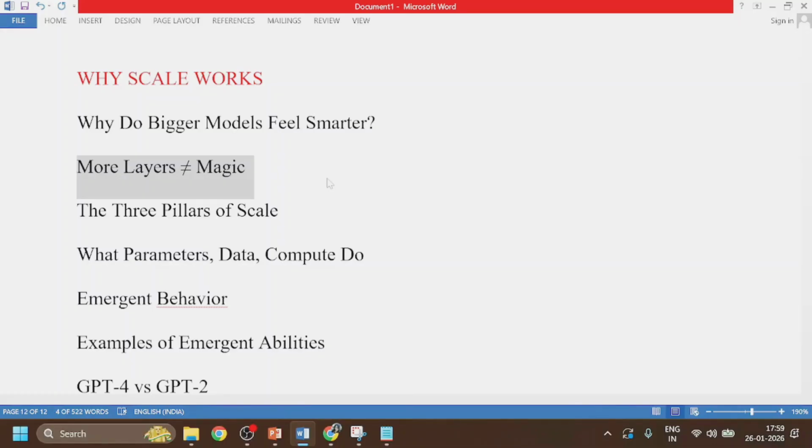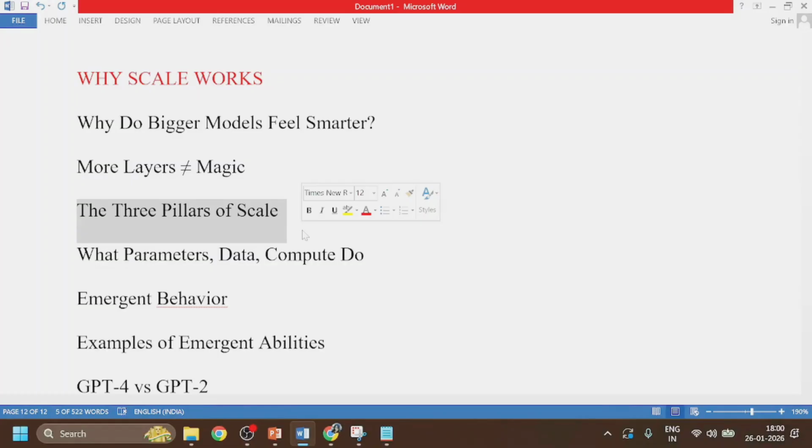Here are the three pillars of scale. Modern LLMs improve because of three things: more parameters, more data, and more compute. All three must scale together.